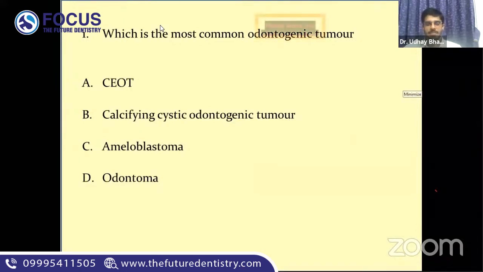Ameloblastoma is the second most common odontogenic tumor. Please remember this. Odontoma is the most common odontogenic tumor. Ameloblastoma is the second most common odontogenic tumor.